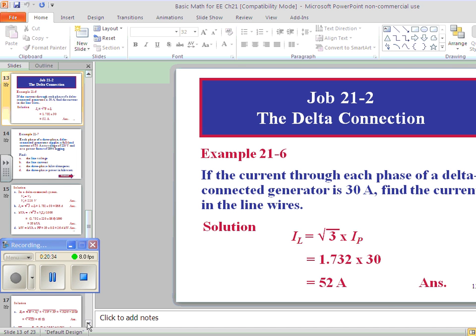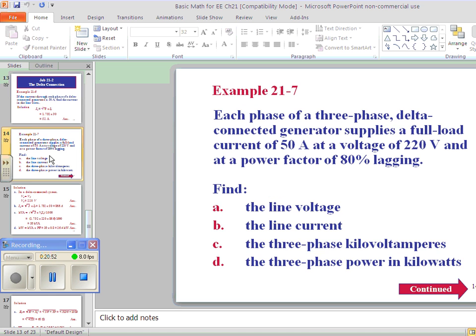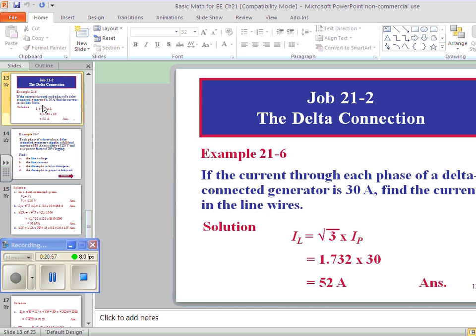So it says here, if the current through each phase of a delta connected generator is 30 amps, what is the total line current? That's easy. We just multiply 30 times 1.7321 and we get about 52 amps. Everybody go along with that? 30 times the square root of 3. 1.732 times 30 is about 52.